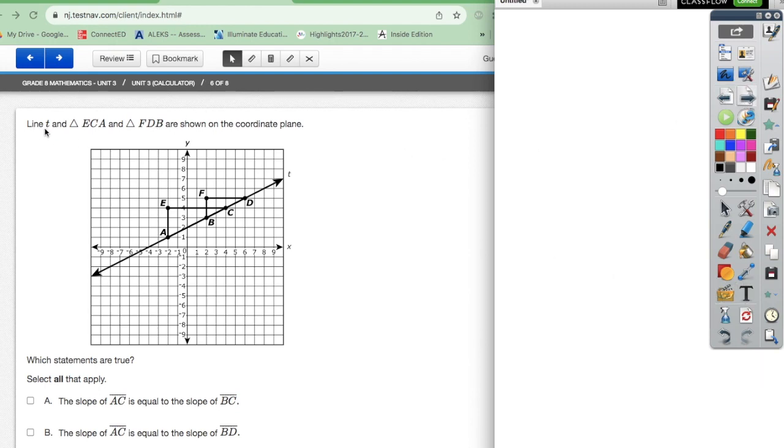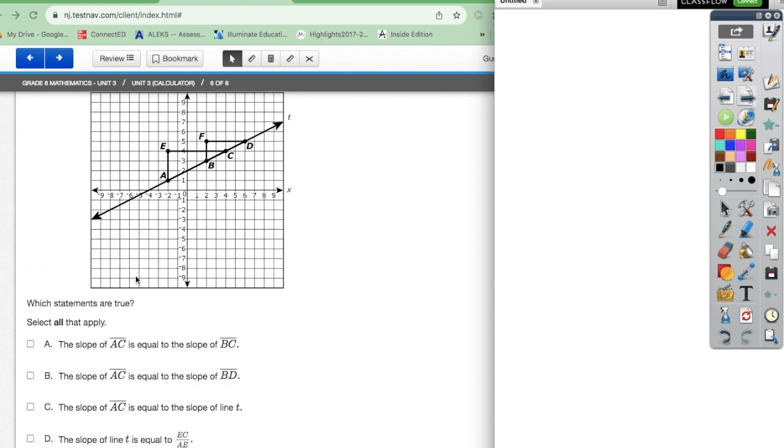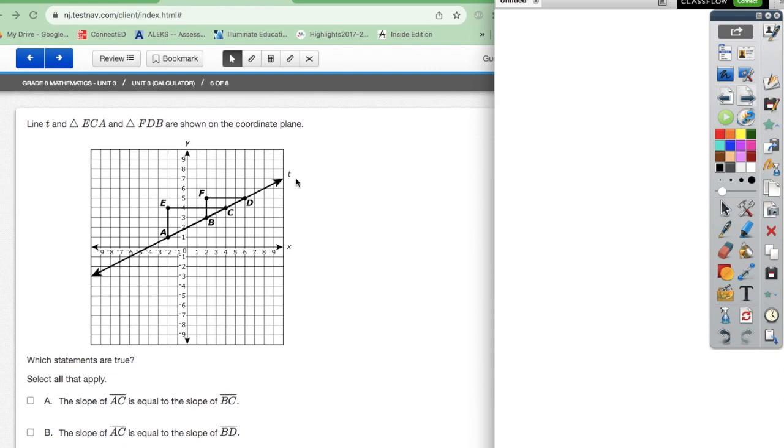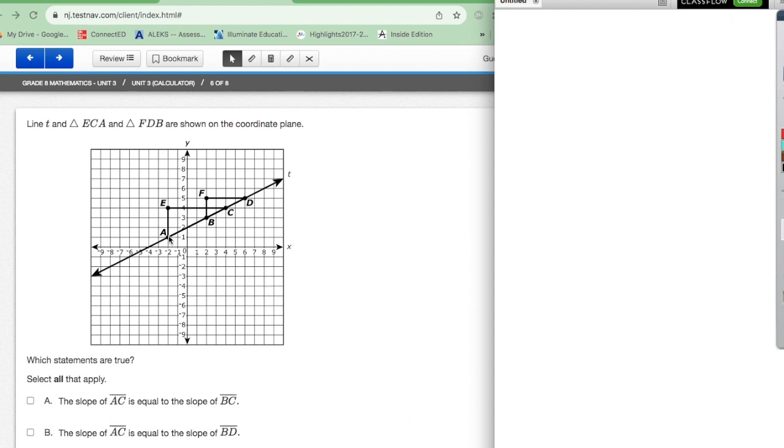Okay, it says line T, here's the line, and triangle ECA, and triangle FDB are shown on the coordinate plane. What statements are true? All right, well, this is a linear equation, right? So it has to have the same slope, but we'll count just to make sure. So I'm going to look on here. The first triangle goes up 1, 2, 3. And then it goes over 1, 2, 3, 4, 5, 6. So 3/6. Okay, we know that that's the same as 1/2.